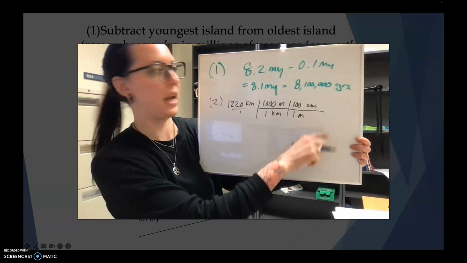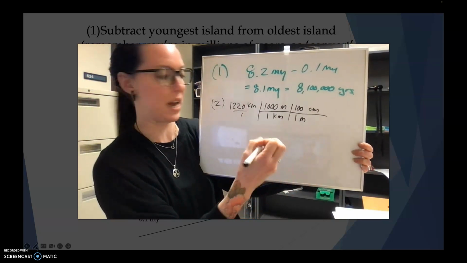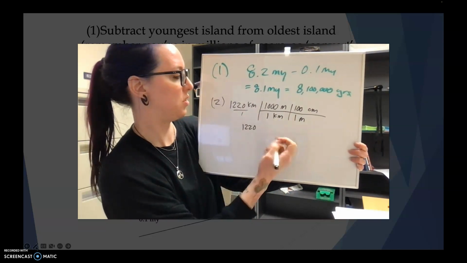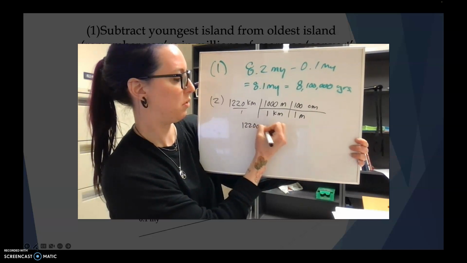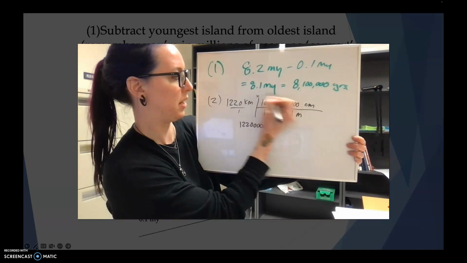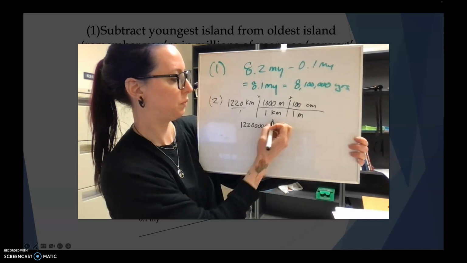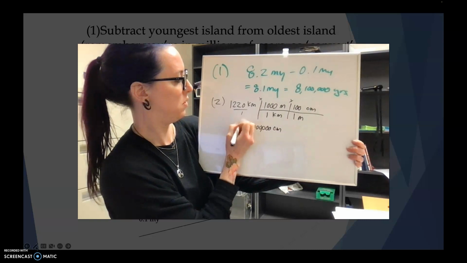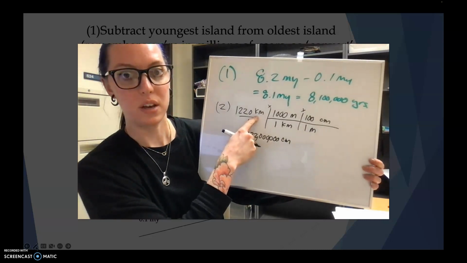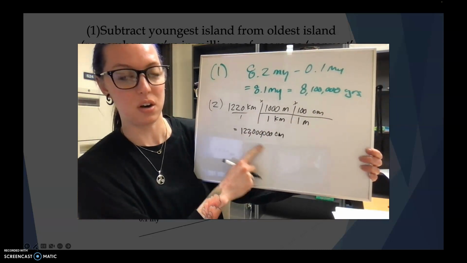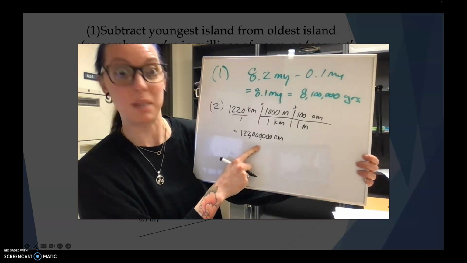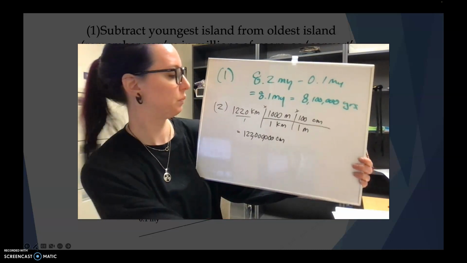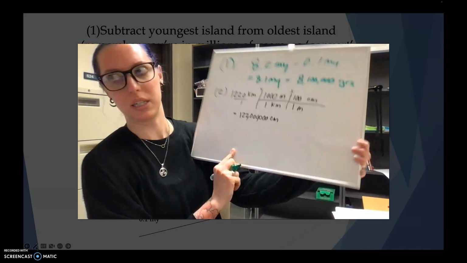All right, so we just multiply across, and an easy way to do that is just to add zeros. So 1,220 plus 1, 2, 3, 4, 5 zeros, I multiply across, and then just add in my commas. So 1,220 kilometers is 122 million centimeters. Seems like a lot, but it's a long distance.